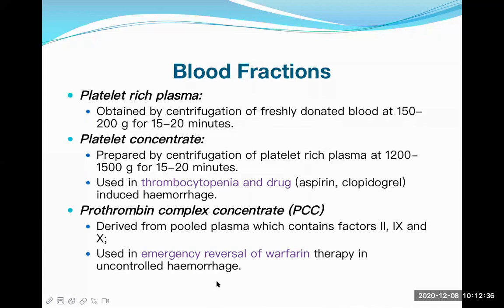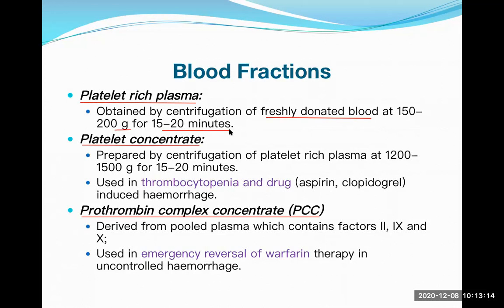Now, what are the other types of blood fractions apart from those we just discussed? Platelet-rich plasma, platelet concentrate, and prothrombin complex concentrate. So there are different types. Platelet-rich plasma is obtained by centrifugation of freshly donated blood at 150 to 200 G for 15 to 20 minutes. We don't need to know this, okay? This is not our job. It is already prepared like that. So we just need to order it in a particular situation. That should be known by the doctor.